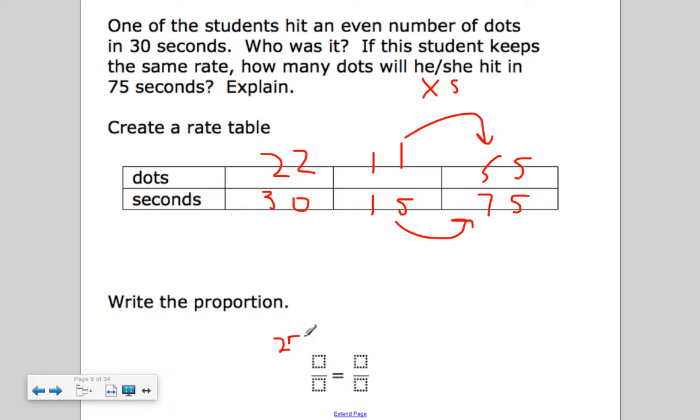Again, the most important thing I'm going to say about this, you got to label it. That's a D, by the way. This is an S. It's so hard to write on these using a mouse. So can 30 go into 75? Some of you may even say multiply by 2.5. I prefer not working with decimals. I prefer to break it down to 11/15, then build it up by 5, and that's where I get 55 dots in 75 seconds.